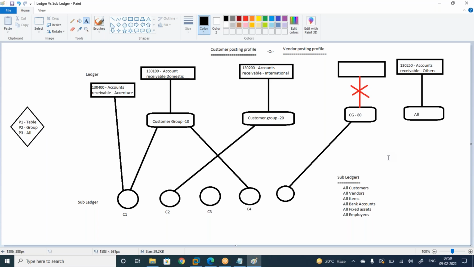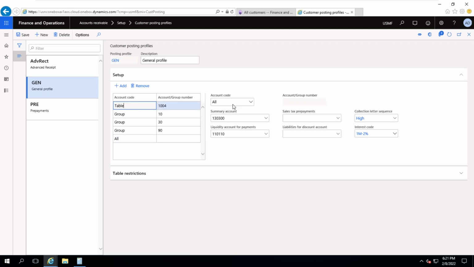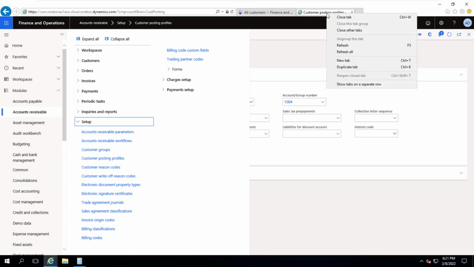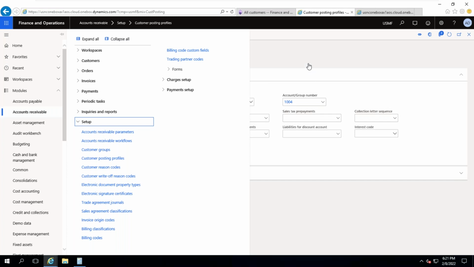Understood? Any questions in this area? This is called ledger subledger concept. One of the most important topics you need to learn. So here in this, we can have option table, group, all. Table, group, all. In the same manner, whatever you are referring, for item master where it is available, this is for customers. I have shown customer posting profile.